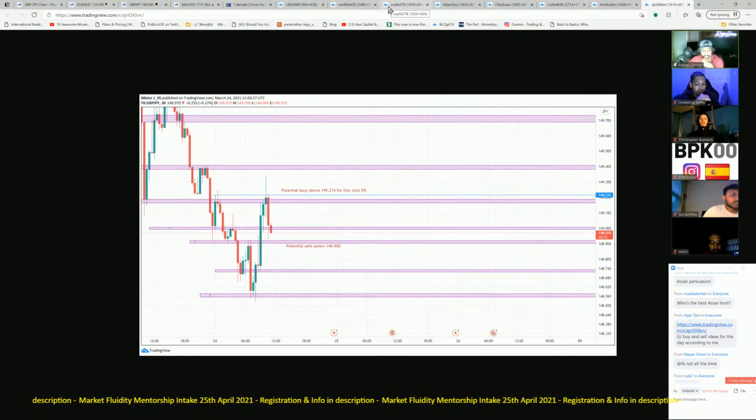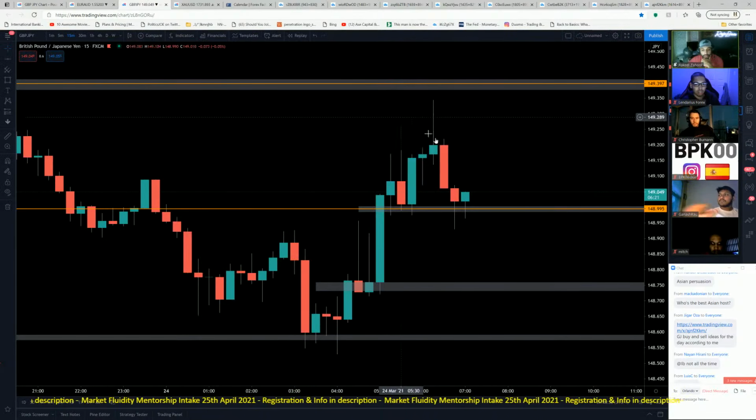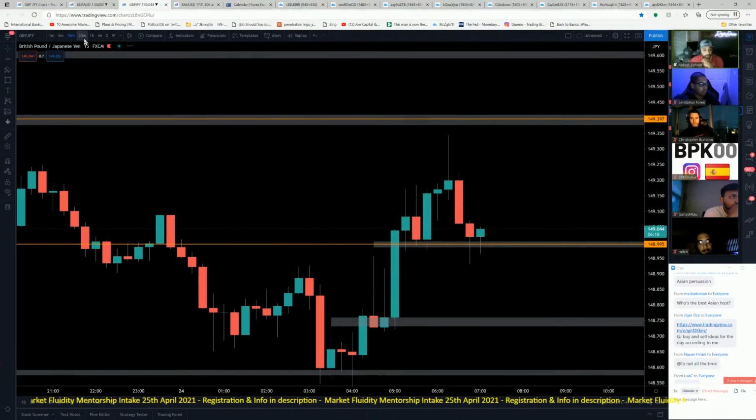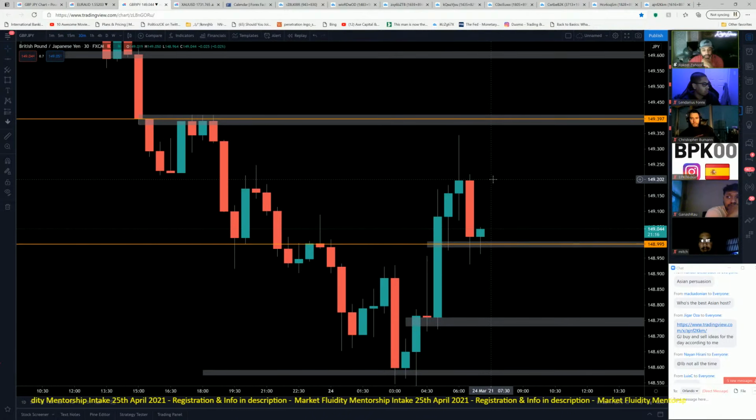Let's take a look at this idea here. GJ buy and sell ideas for the day according to me. Potential sells below 148.900. Okay. Looking below this area, which is also below the wick. Looks good. Buys above 149.200. Okay. That looks good. I'm looking for buys above 149.400 basically. Oh, you're looking for buys above this area here. Okay, this makes sense.